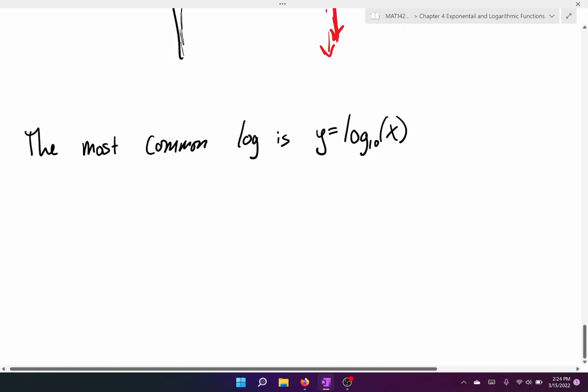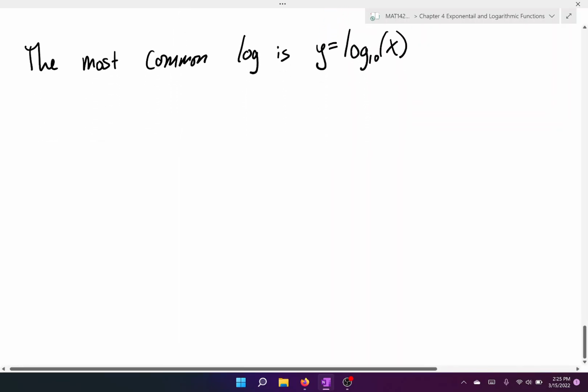And this is if you were to just use your calculator, anytime you hit the log button, it's going to assume log base 10. Now, if I wanted you to evaluate logs with different bases, there is a formula that we use to convert it to log base 10 so we can use our calculator. Otherwise, you would just have to write it out and then circle your answer. But there is another common log.